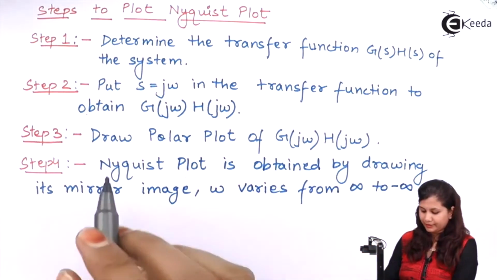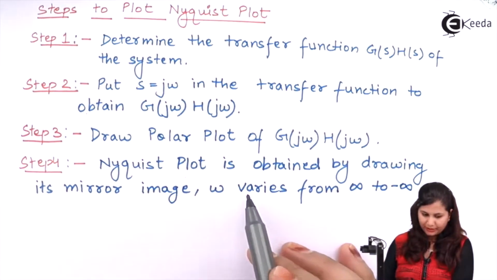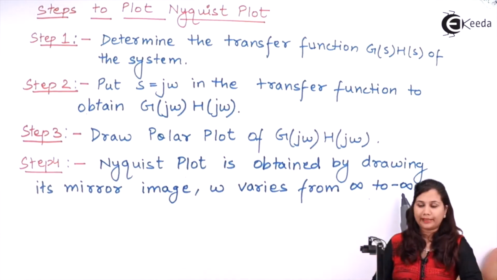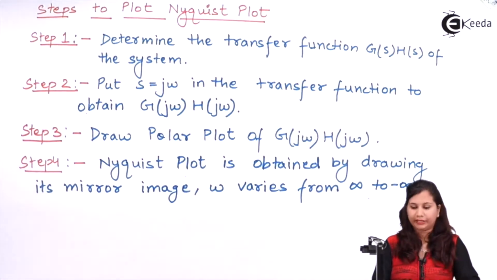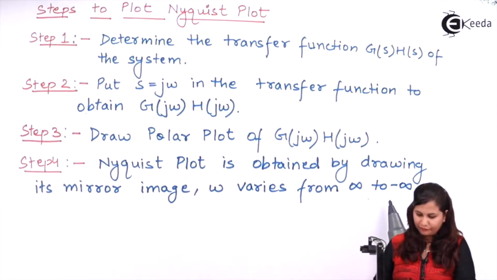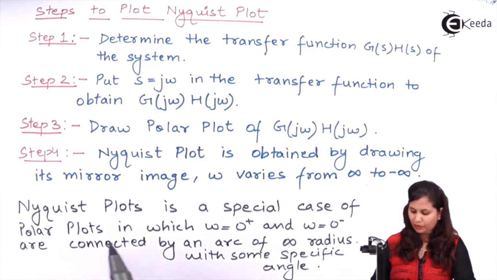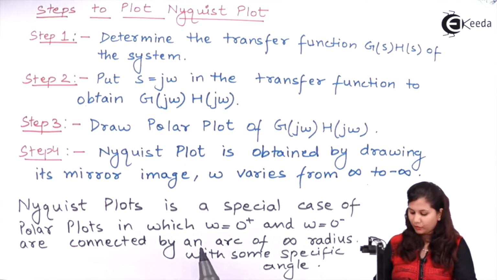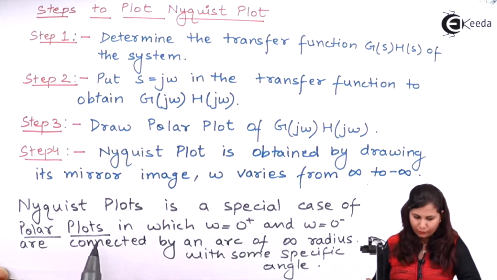So we can say that the Nyquist plot is a special case of polar plots, where omega is varying from infinity to minus infinity. Earlier in polar plots we vary the frequency from 0 to infinity. Here we are varying the frequency from infinity to minus infinity. So the Nyquist plot is a special case of polar plots in which omega equals 0 plus and omega equals 0 minus are connected by an arc of infinite radius and with some specific angle.